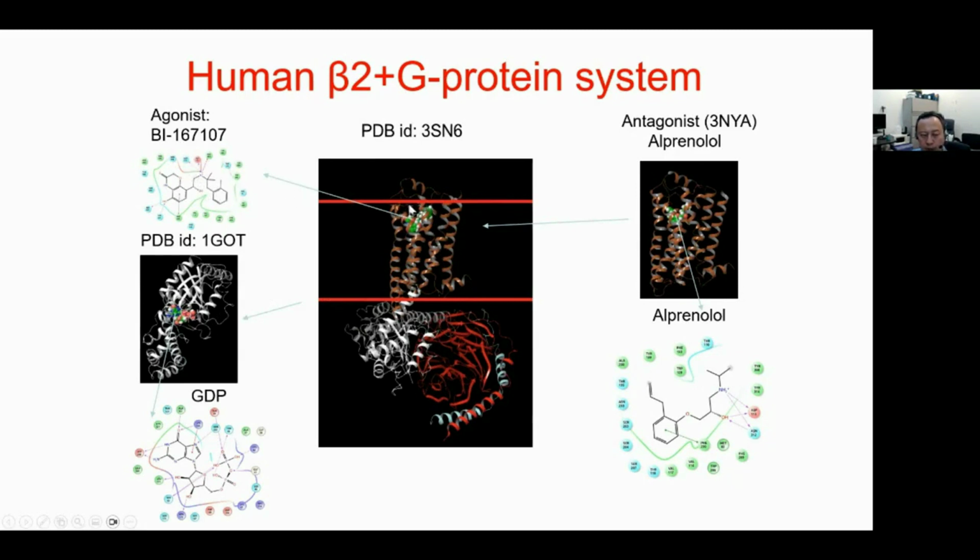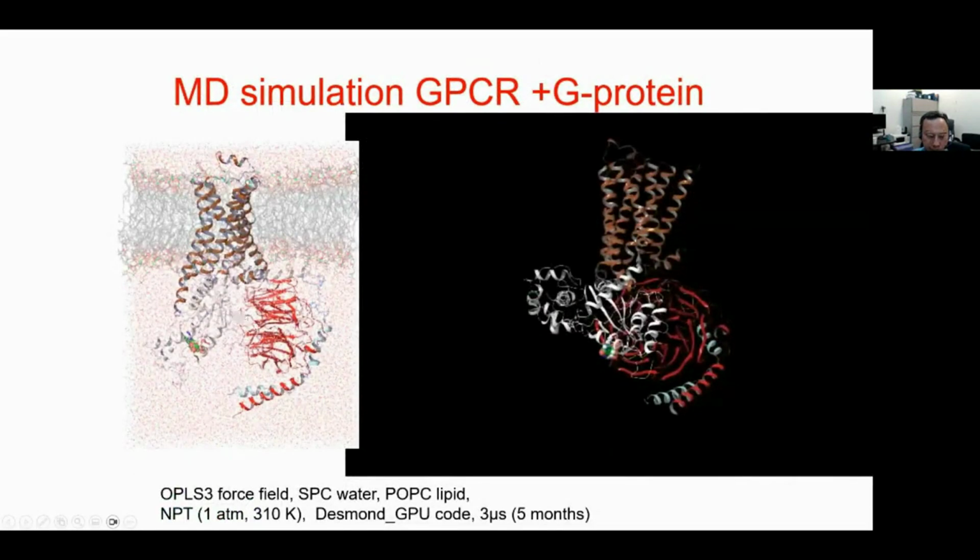So without the ligand, with agonist, and with antagonist, we want to see if the physical model can give us the proper response. Okay, so here's what I did. I created that system, and I used a GPU to do the simulation. So here's the GDP, here's the receptor, that's the membrane, extracellular water, inside water, and the alpha beta unit.